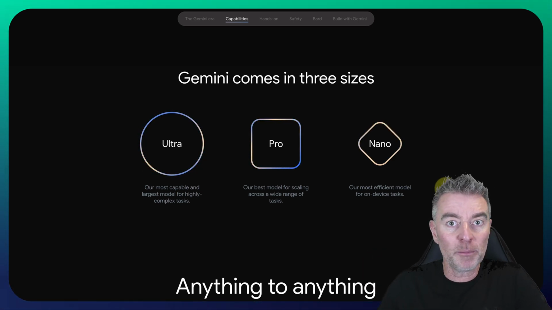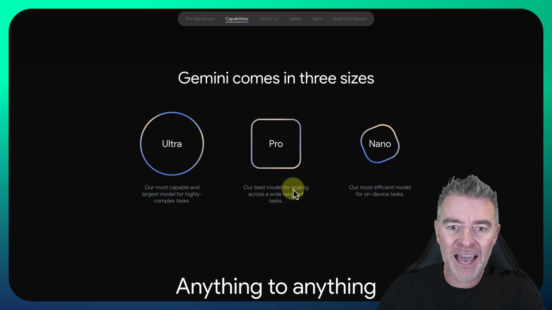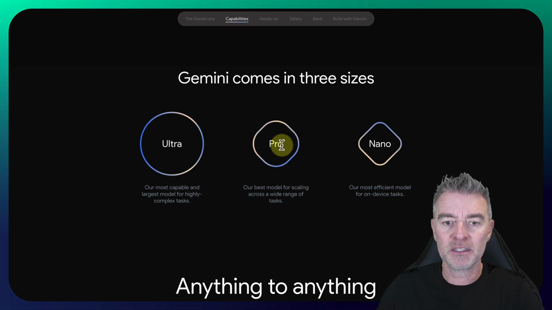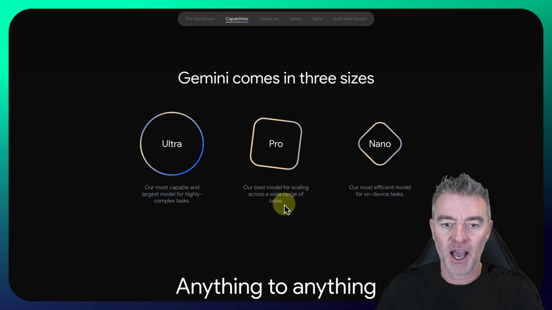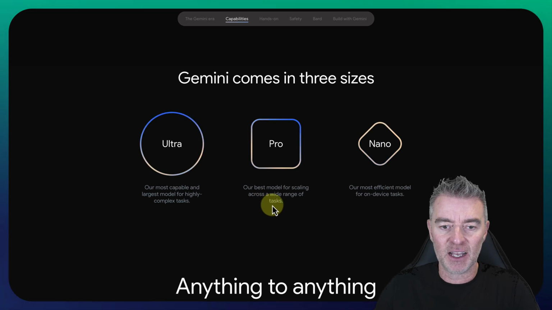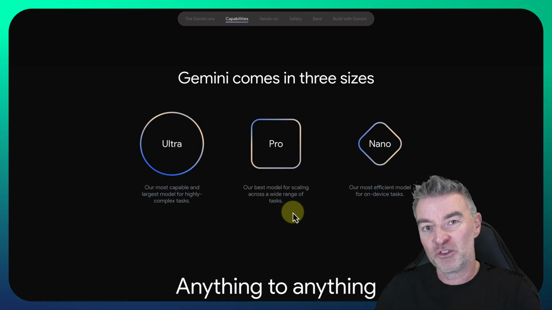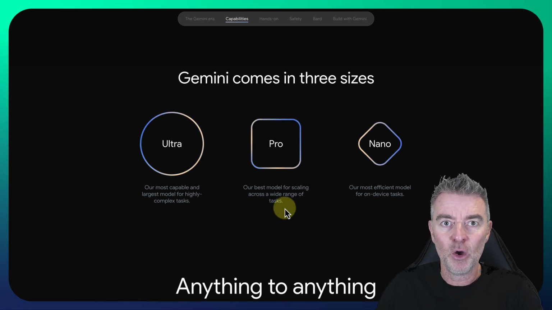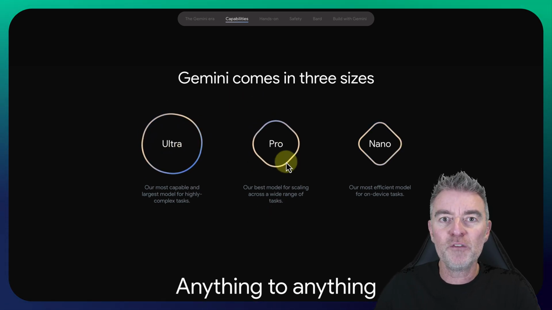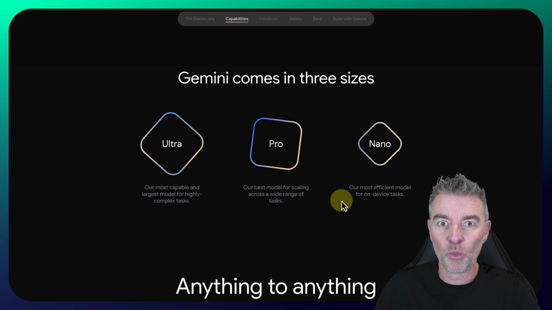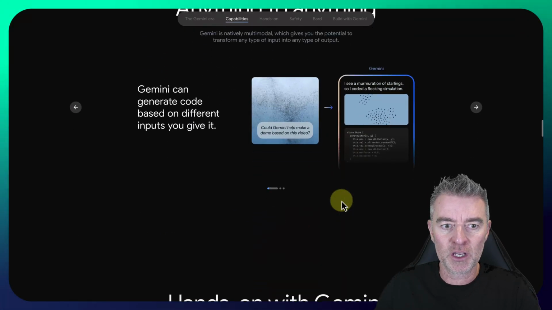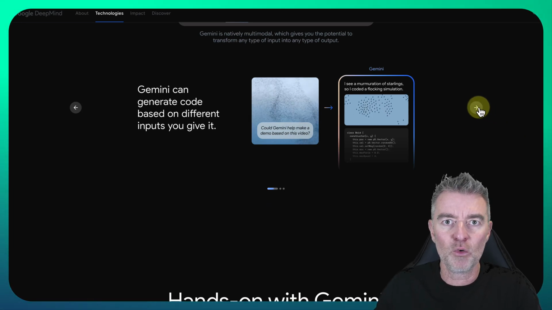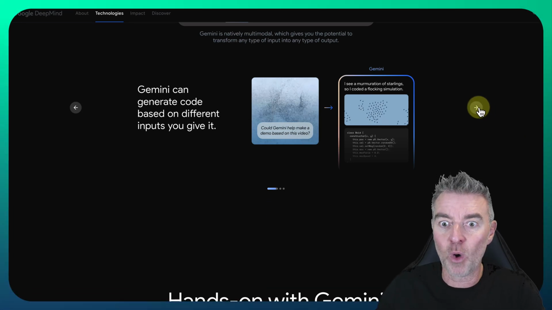The one that will be available first, and in Bard even now apparently, is the Pro version. And that one, it says there, is our best model for scaling across a wide range of tasks. It doesn't go into too much detail about what capabilities Ultra has over Pro, but Ultra's the one that they're demonstrating and talking about here. So bear that in mind when you look at all these examples. You might not be able to get hold of this tech for a little while yet.